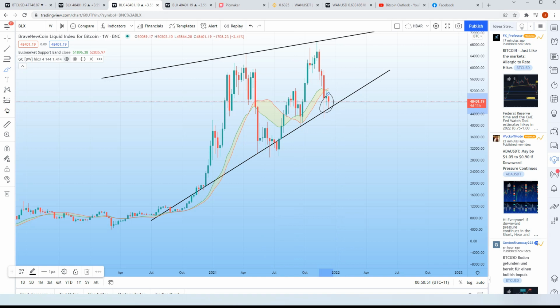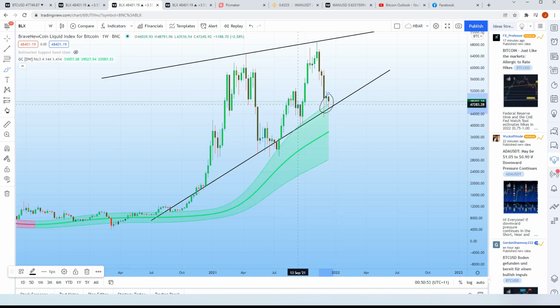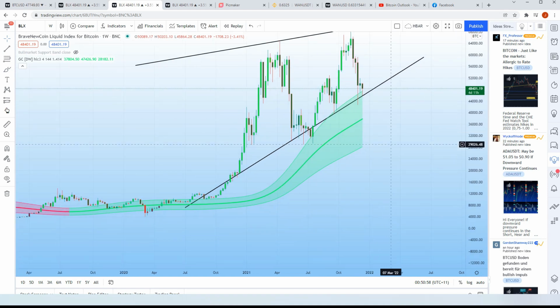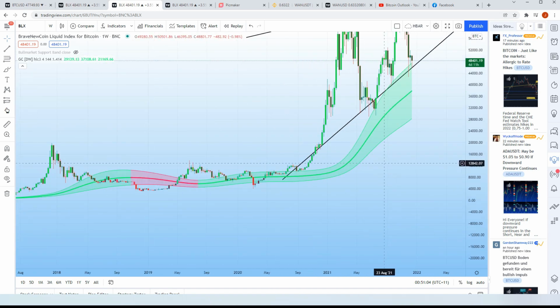So let's take a look at our Gaussian channel. Now the Gaussian channel isn't one that a lot of people use. I personally use the Gaussian channel to predict the market crash on the daily chart way back in April. But we're going to take a look at it again.